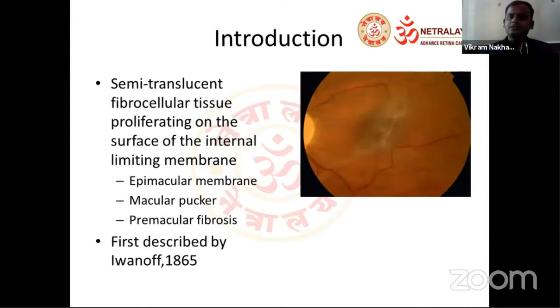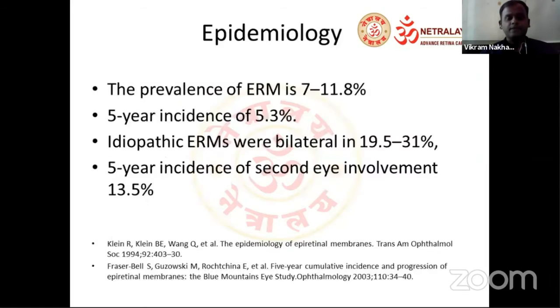Epiretinal membrane is a term used to describe a semi-translucent membrane, a fibrocellular tissue, proliferating on the surface of the internal limiting membrane. Epimacular membrane, macular pucker, and premacular fibrosis are the various terms used to describe this condition. The variety of these names reflects the wide spectrum of presentation, and the clinical findings may range from a benign asymptomatic disorder to debilitating metamorphopsia and central visual loss. It was first described by Ivanov in 1865.